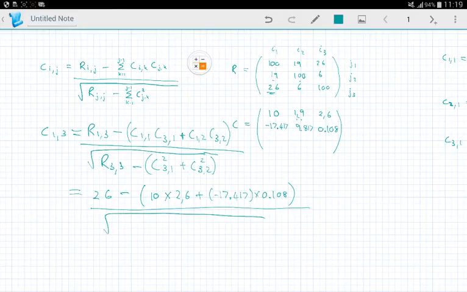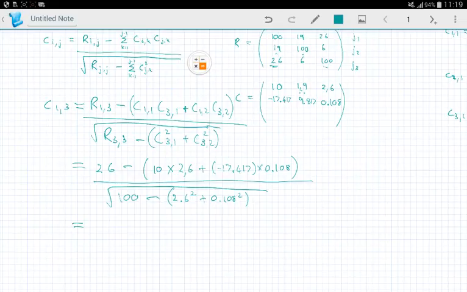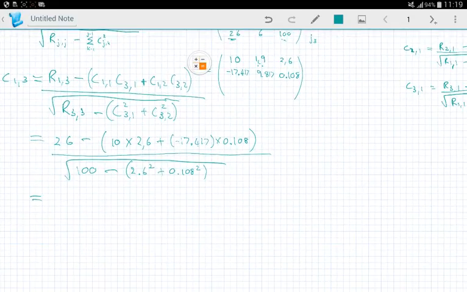Okay, then we've got our square root bracket. 3,3 is 100 minus C31. C31 is 2.6 squared plus 0.18 squared. Remember, we don't want this to be a negative number or for it to be 0, because then we break the universe. Okay, so now we've got this formula here. I actually want to, hold on, let me just grab a proper calculator.